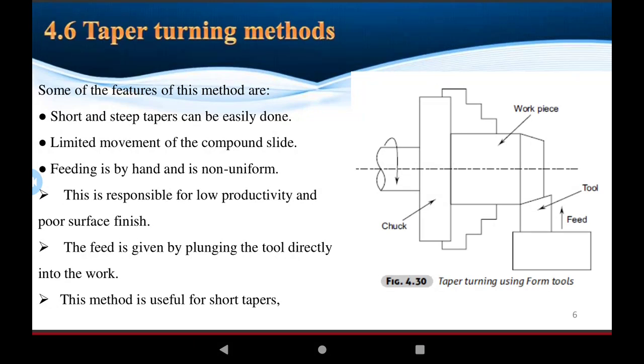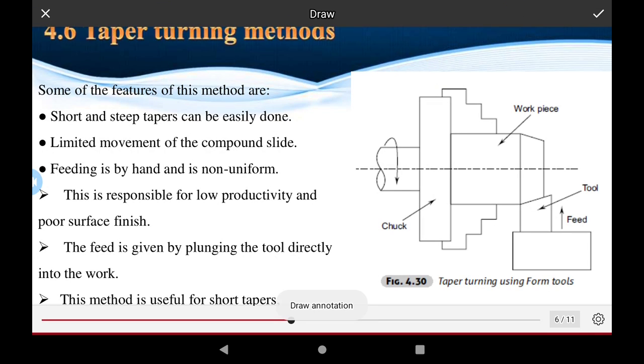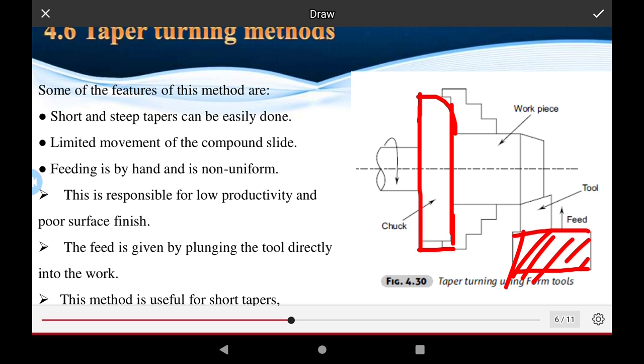Suppose this is the chuck, holding the job. This is the tool. This chuck holds the job, and this is the tool post. This is the tool performing work on the job. The feed rate is also used in this operation.